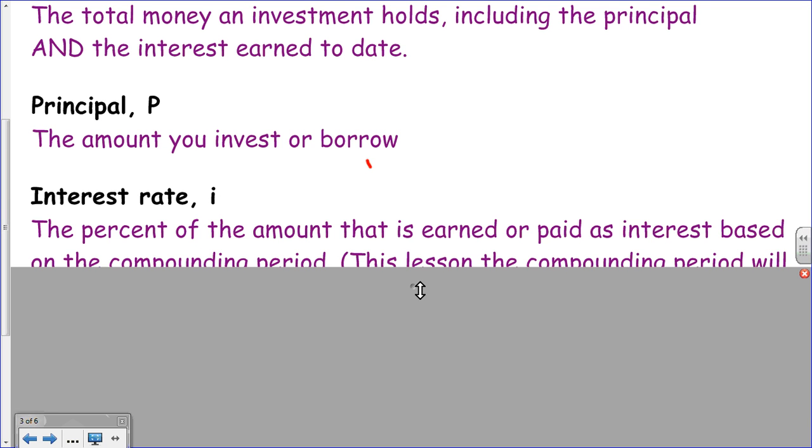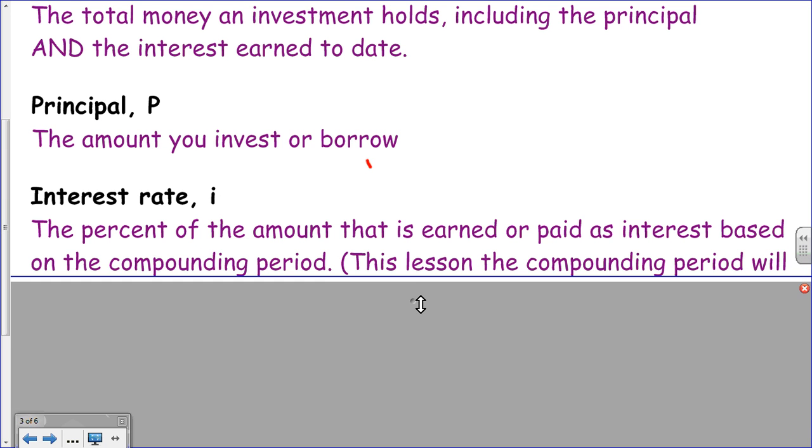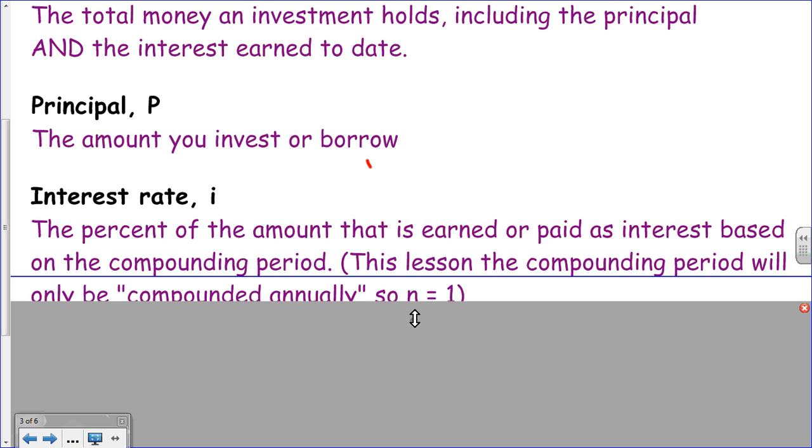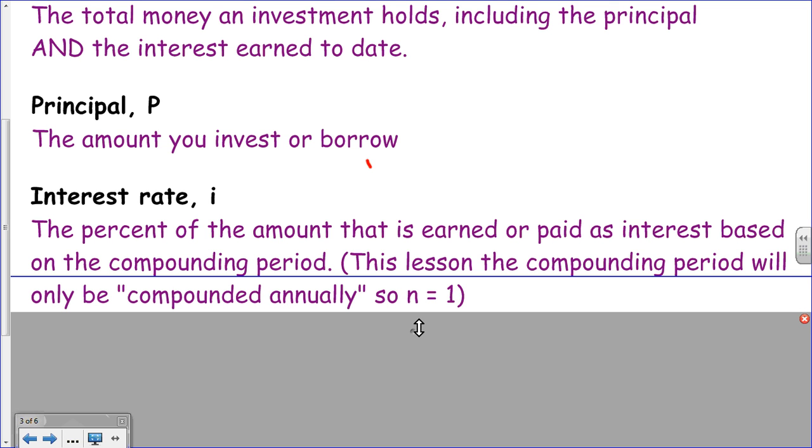Interest rate I, here it's going to get a little bit tricky, but for today's lesson it's going to stay quite simple. It's the percent of the amount that is earned or paid as interest based on the compounding period. Now with compound interest, you can get interest at different intervals within a year. For this lesson, we're going to do a compounding period which is called compounding annually.